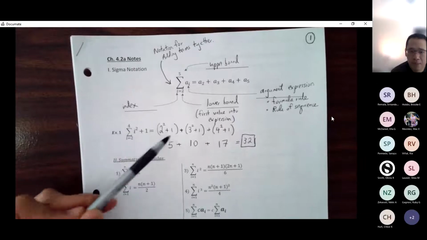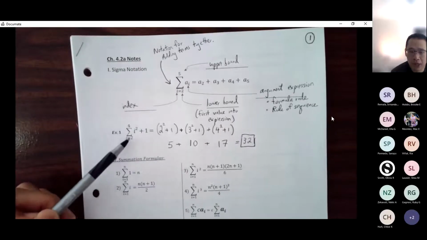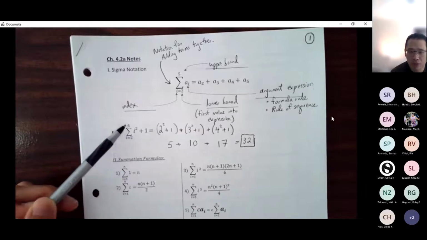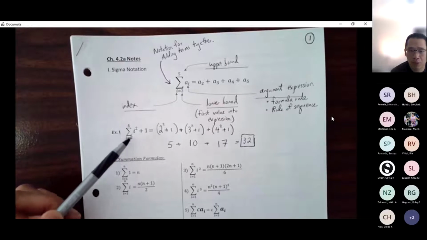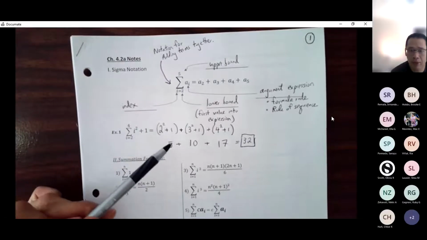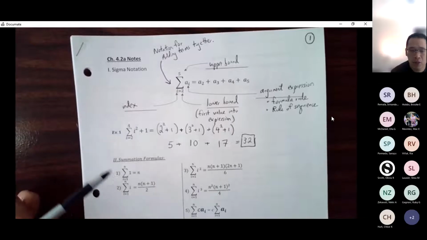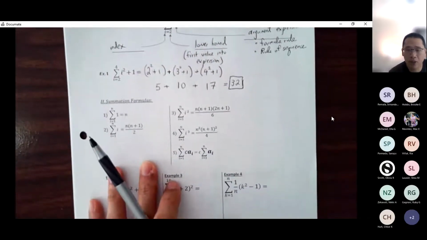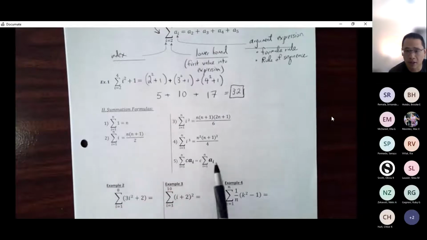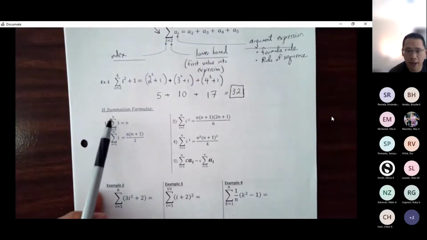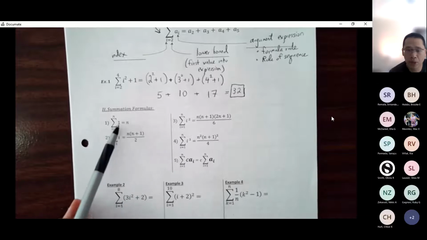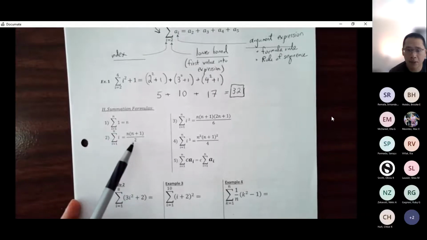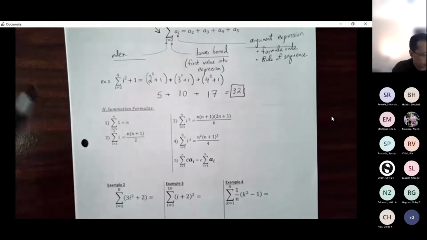Now, this is not terrible to do if there's only a few terms, right? But imagine if we're going from 1 to 50 or 1 to 200 or 1 to 1,000. We really don't want to spend the time to do everything manually if there are a lot of terms. So we have these summation formulas that can handle certain situations where there are a lot of terms. These formulas give us a shortcut as long as it fits under one of these formulas or rules. Let me go through what each of these rules mean and how to interpret it and in what situations we want to use it.